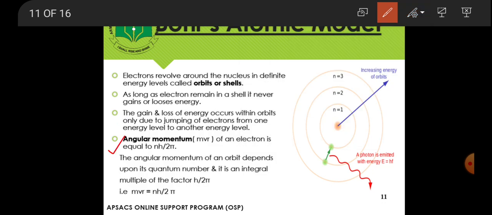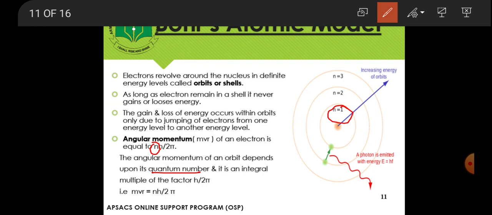Point number 4, angular momentum, that is the rotation, that is mvr of an electron. m is the mass of an electron, v is the velocity of an electron, and r is the radius of an orbit. This is the radius of first orbit, this is the radius of second orbit, and this is the radius of third orbit. So the angular momentum mvr of an electron is equal to nh over 2π, where n is the quantum number, or we can say that n is the shell number.